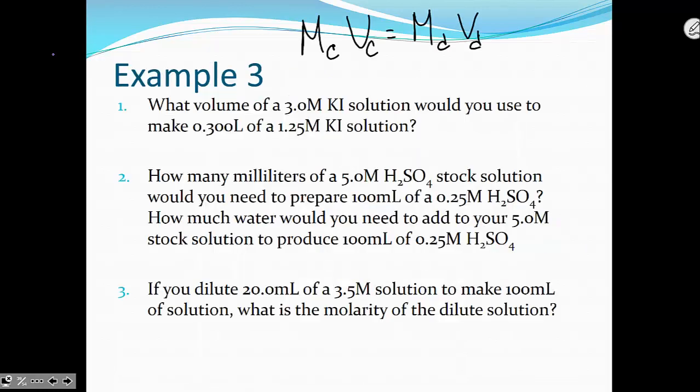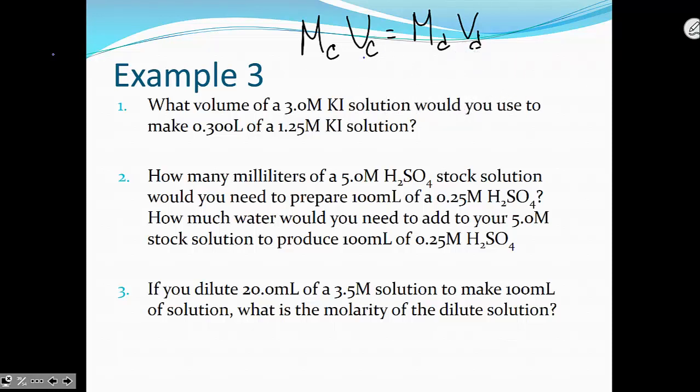Second verse, same as the first. How many milliliters of 5 molar sulfuric acid stock solution would you need to prepare 100 milliliters of 0.25 molar? Question 2 has 2 parts. First off, we're asked to figure out the volume of the concentrate we'll need to reach a final dilution, and then how much water do we have to add in order to get to that value. So let's tackle this one at a time.